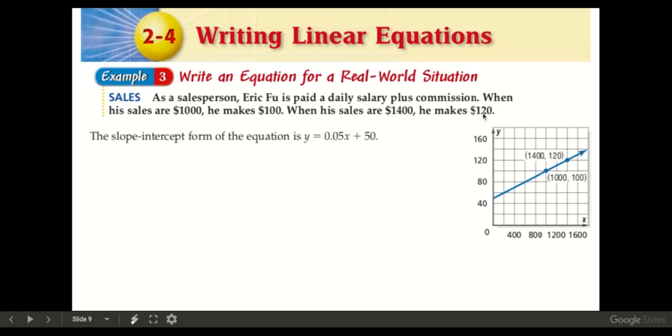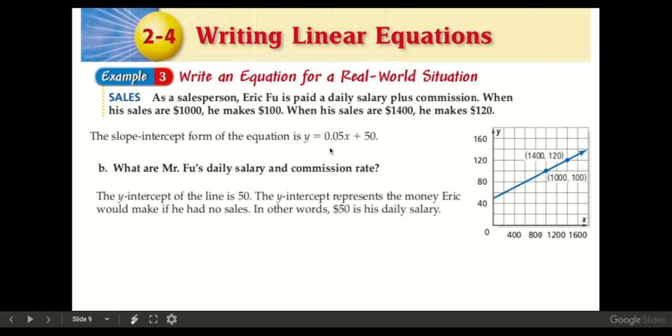We can make a graph that'll look something like this, right? Your x-axis, your y-axis, y-intercept of 50 with the correct slope, okay? And then part B says, what are Mr. Fu's daily salary and commission rate? So we're going to utilize our equation to answer that, right? So the y-intercept of the line is 50, right? So 50 is his daily salary.